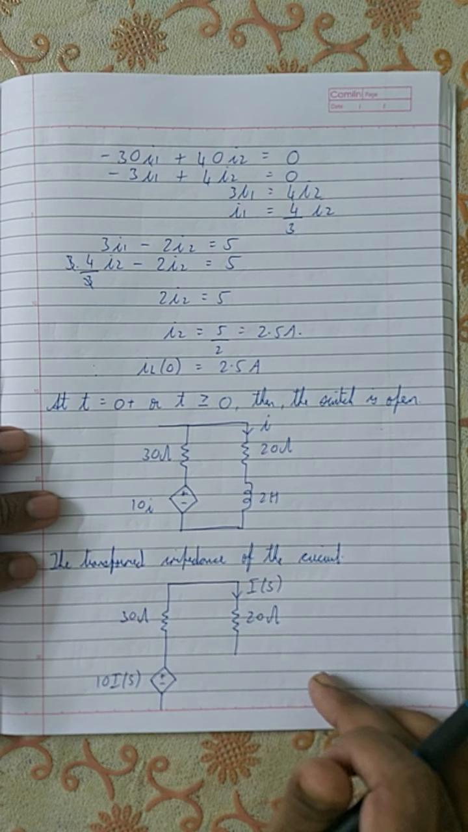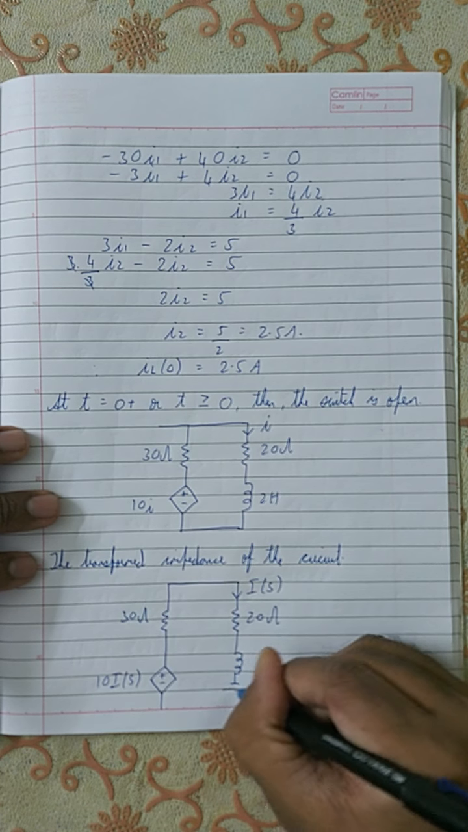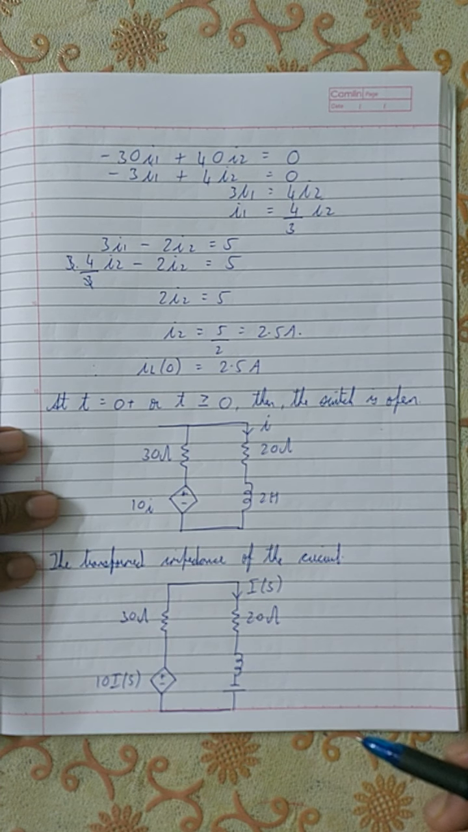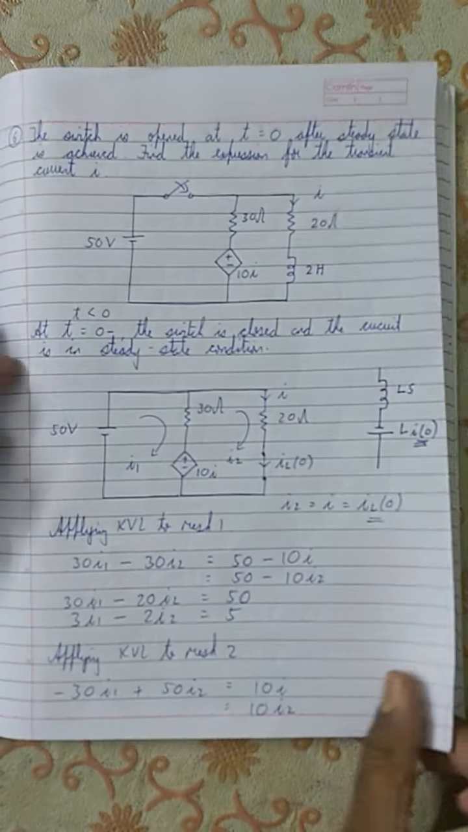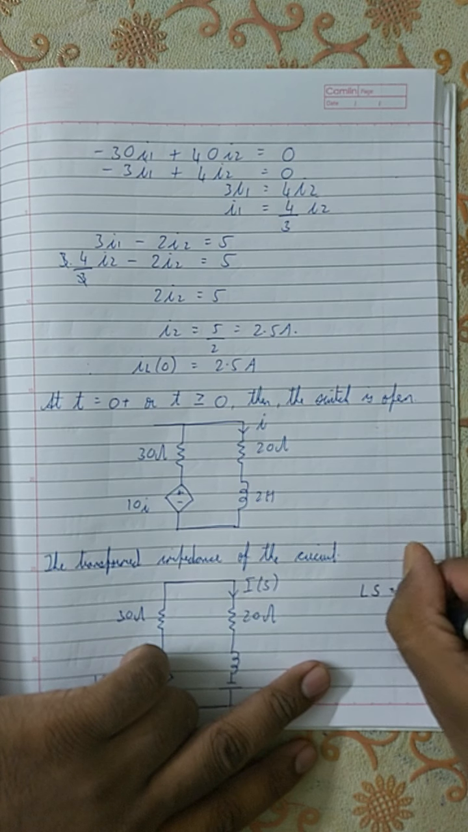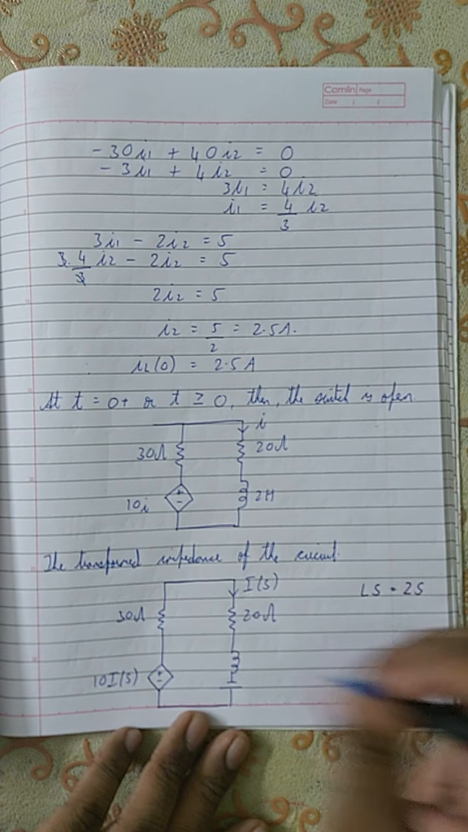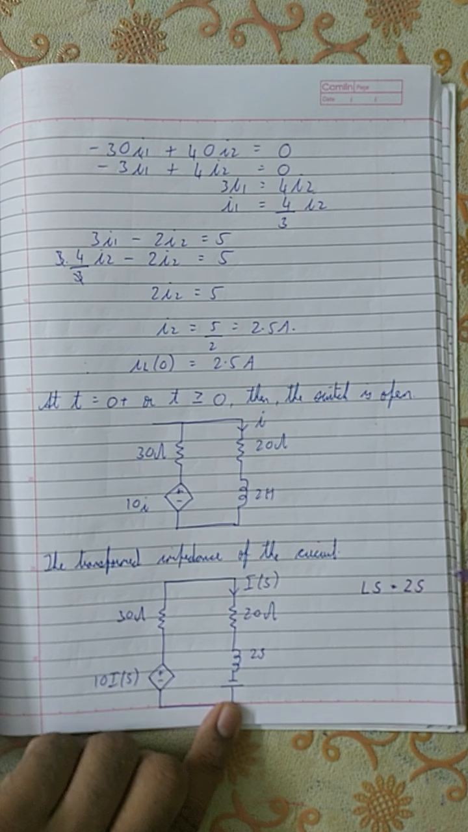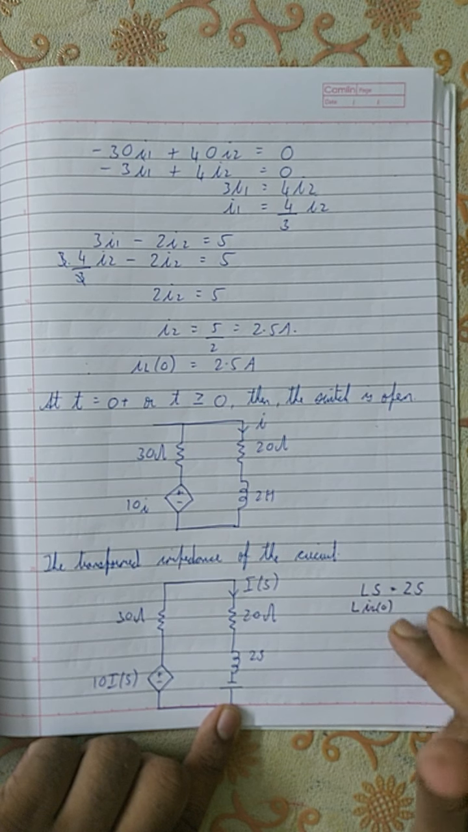What is the Laplace transform of the inductor? It is given by an impedance with a negative voltage. The value of the impedance is Ls. The value of L is 2 Henry, so this is 2s. So the value of this impedance is 2s. And what about this voltage over here? We know that the value of the voltage is L times IL of 0.